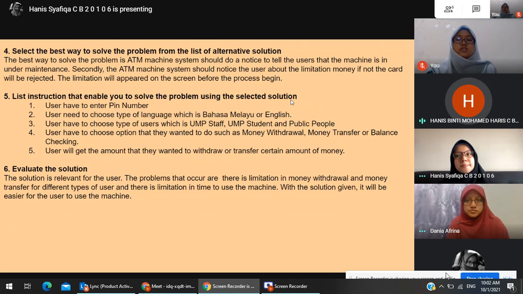Okay, for the fifth step, we list the instructions that enable us to solve the problem. First of all, what type of language they want and what type of user they are, and choose the option they want to do with the ATM machine, and the user also needs to enter the amount of money. And finally, for the solution, we think it is user friendly because it will make it easier for the user to use the machine.